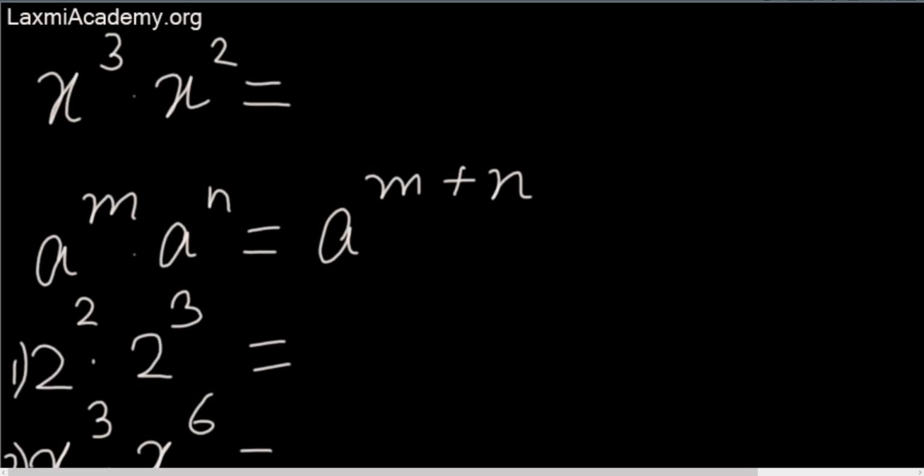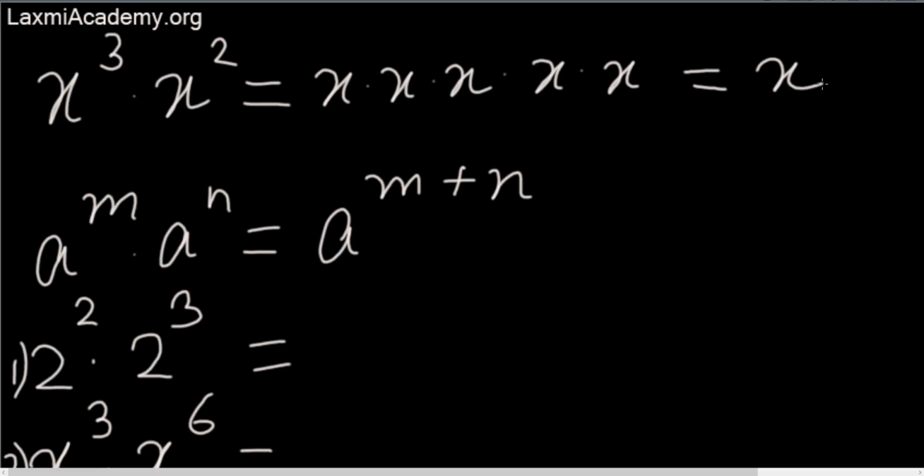Today we will learn multiplying monomials, and I'm going to start with a fairly simple example, x to the third power and x to the second power. So x to the third power is nothing but you write x 3 times, and x to the second power is you write x 2 times. So we have x 5 times over here. So x to the fifth.